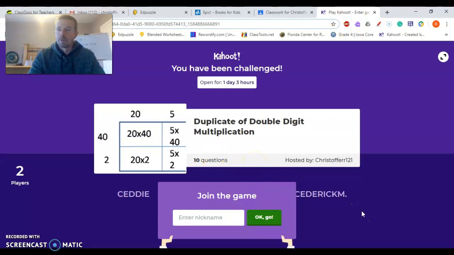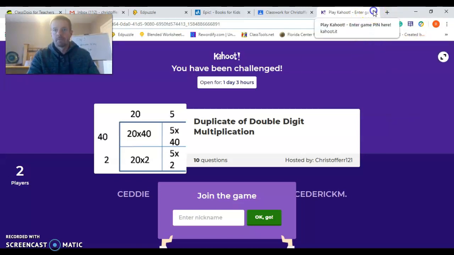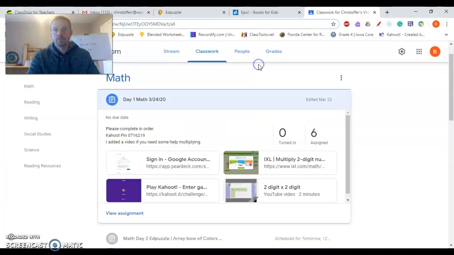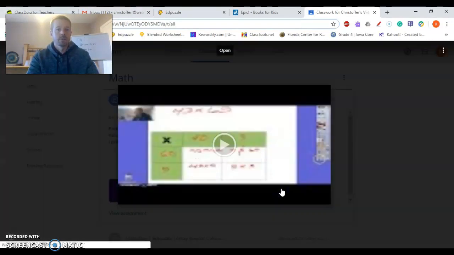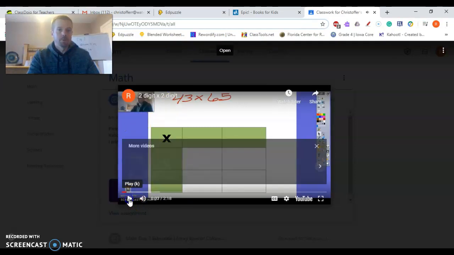And I really want students to solve each of these problems. So make sure that they are showing their work either on a piece of paper if you have paper, or they can use the pen tool. They should all have this pen tool right here, or they can write on their screen. Okay? And if you do need any help with any of the work that they're doing, they can click on this, and it will show a quick video of how to solve a 2-digit times 2-digit multiplication problem.